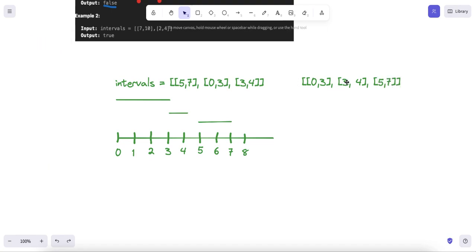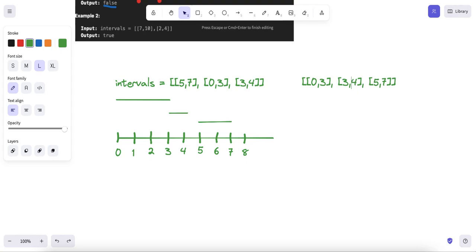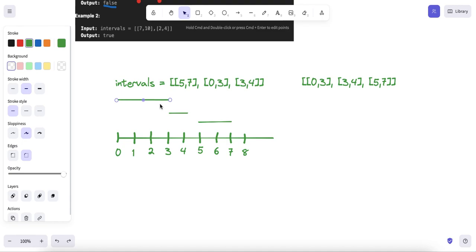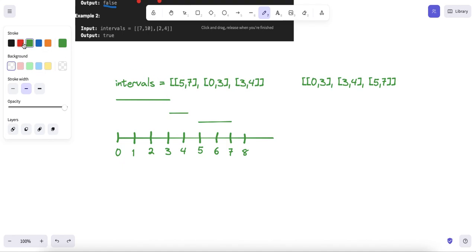And now we see that this looks more like our representation on the timeline below. We have first this interval which goes from 0 to 3, then the interval which goes from 3 to 4, and finally the interval which goes from 5 to 7. Now we want to go along in this sorted array and compare 2 intervals at a time. So we start with the first interval, see what time this meeting ends, and see if it ends before the next one begins.